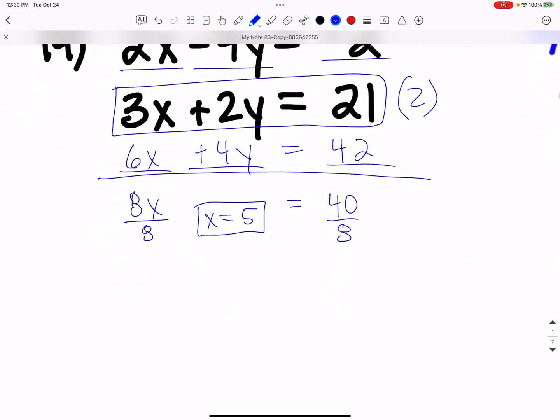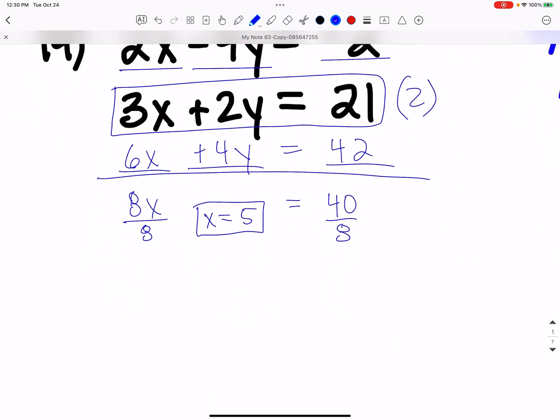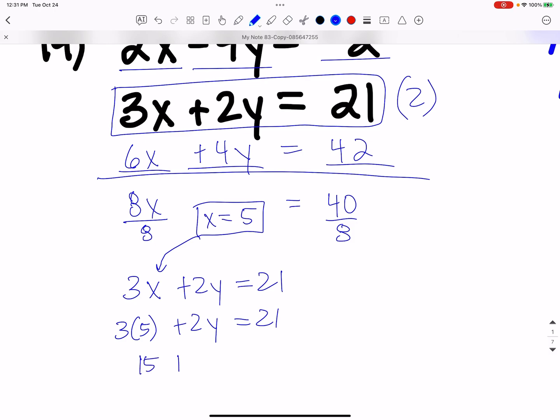Now I just got to plug it into one of the equations. I'll do 3x plus 2y equals 21. But I know x is 5, so 3 5's plus 2y is 21. 15 plus 2y equals 21. So there's a number, there's a number, there's a y team.